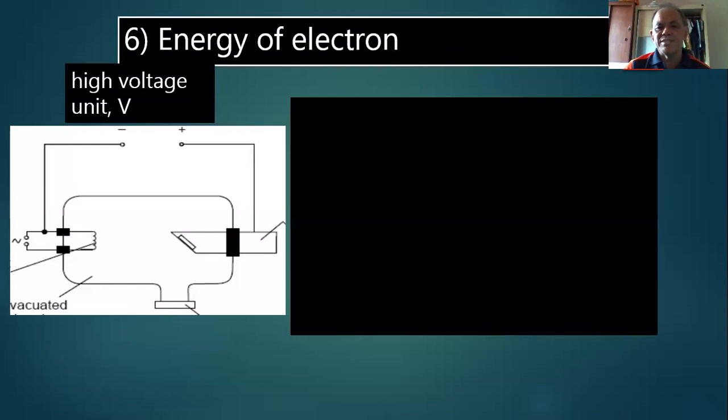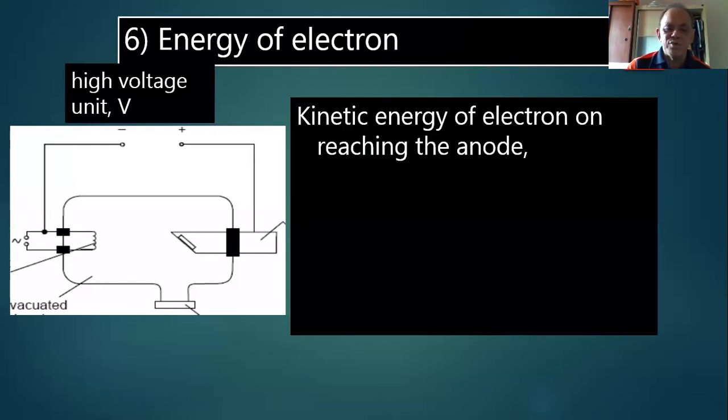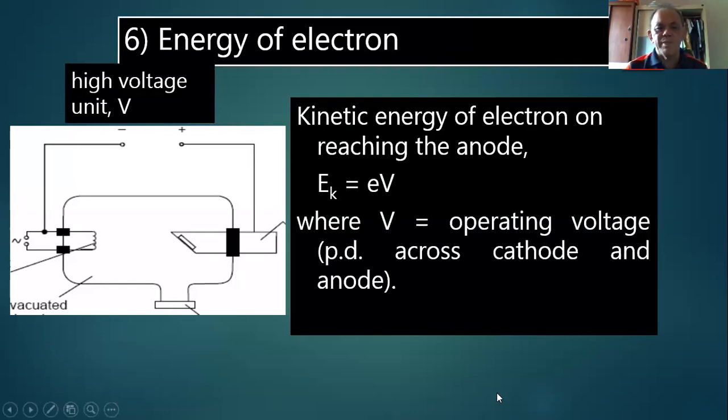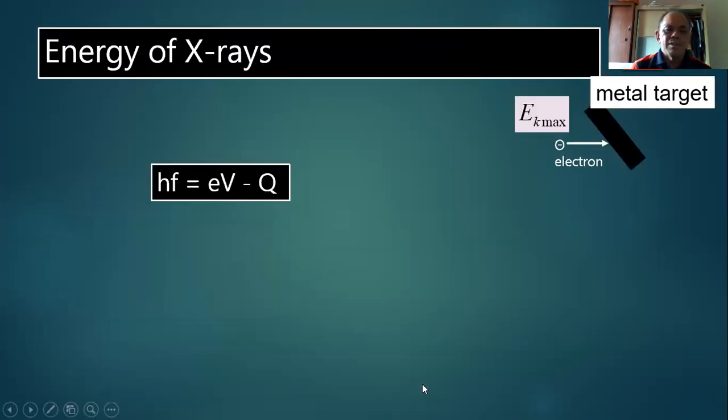Okay, the kinetic energy of the electron on reaching the anode or the target is eV. That's the work done to accelerate the electron from the cathode to the anode. V is the operating voltage, this one, not this one. This one is supplied for heating the filament to produce the electron. So this is the maximum kinetic energy coming into the metal target.